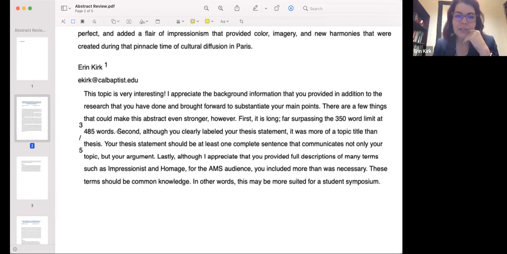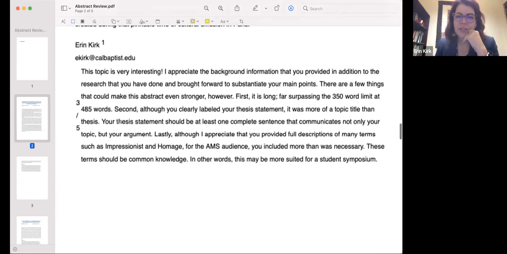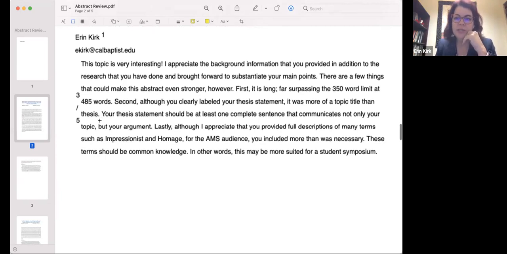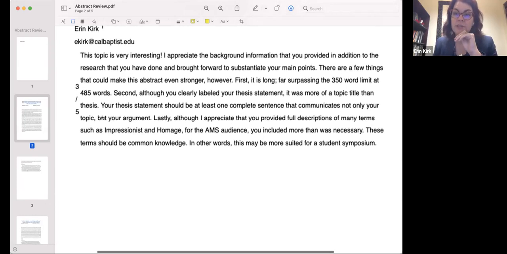So anyway, second, although I suppose I should have said secondly, although you clearly labeled your thesis statement, it was more of a topic title than thesis. Your thesis statement should be at least one complete sentence that communicates not only your topic, but your argument. Argument, right? Lastly, although I appreciate that you provided full descriptions of many terms such as impressionist and homage for the AMS, that's the American Musicological Society, for that audience, you included more than was necessary.